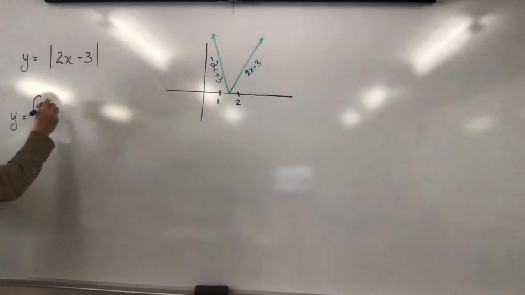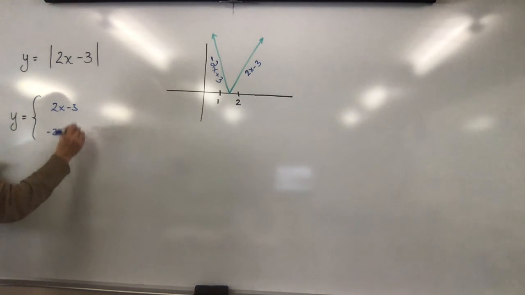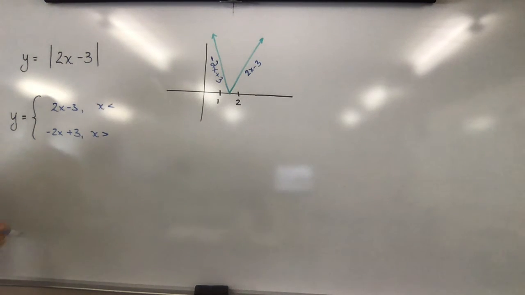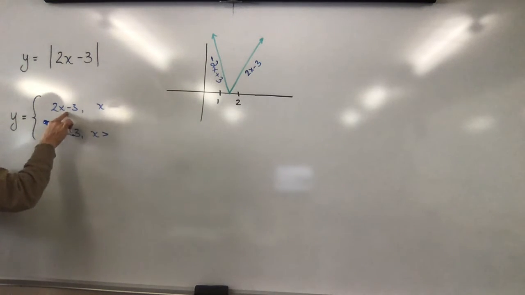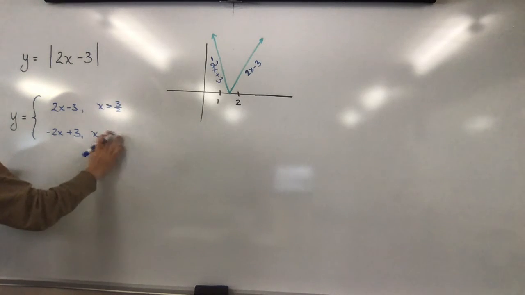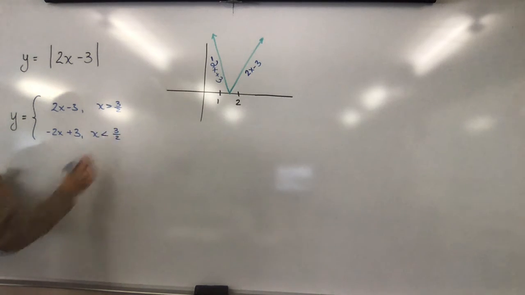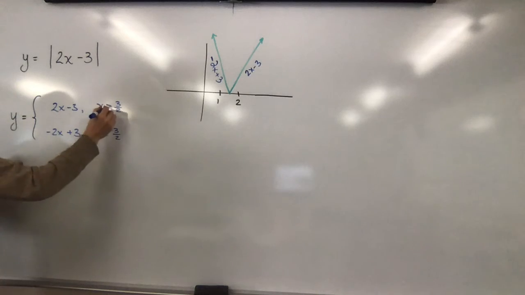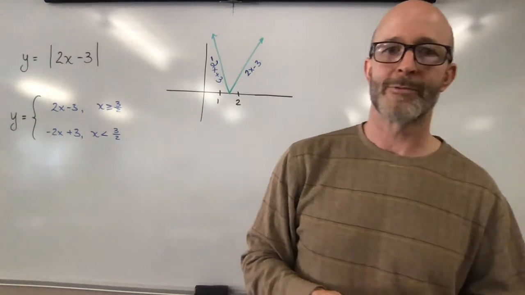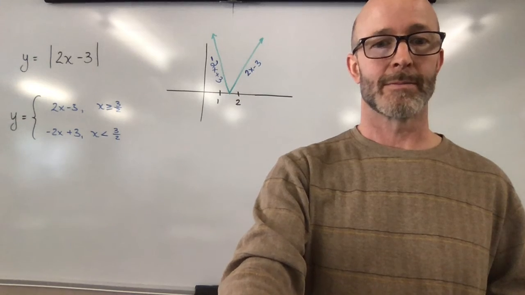You can actually write any absolute value as a piecewise function. So it's the exact same function. If you're a little bit bigger than the vertex, and it's the opposite of that if you're anywhere to the left of the vertex. Now, at one of these points, you probably have to put an equal sign just so we know something happens at 3 halves. But that is how you can write an absolute value as a piecewise function.